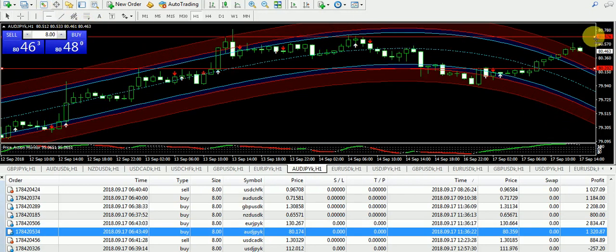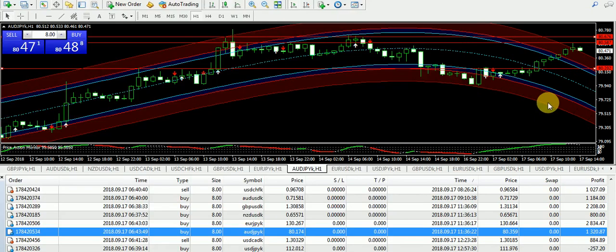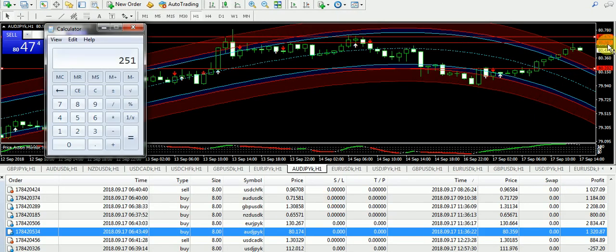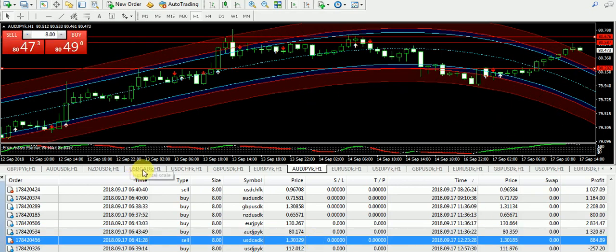Now let's talk about AUD JPY. First of all, let me put the line where the market has gone. You can see that from 80.202 I have supplied the bullish entry for AUD JPY and 80.676 was the target price. However, the market has gone up to 80.587. Now let's count the number of pips. 587 minus 202, that's the result on the screen, that we have got 385 pips by just trading AUD JPY, and the results are on the screen.